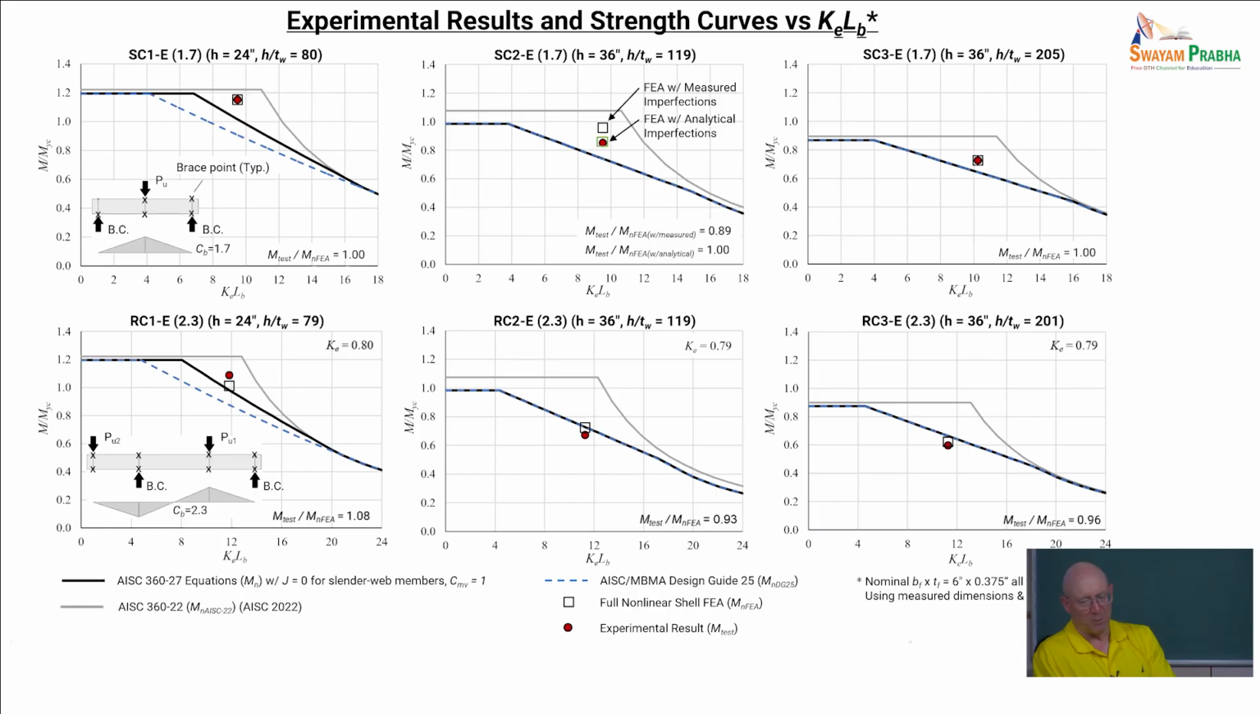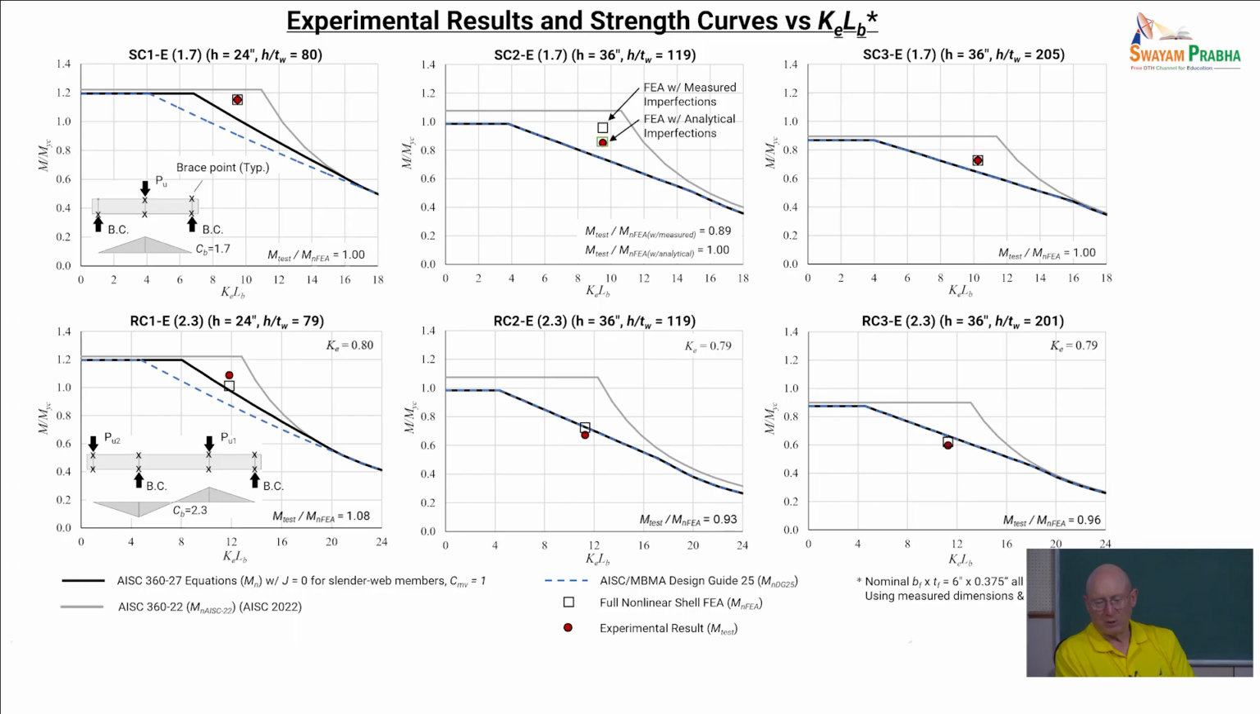The middle is the intermediate web slenderness. The plots to the far right are the specimens that had quite high web slenderness. So what you can see throughout these, again, the middle and the rightmost plots, those are specimens all that classify as slender webs in the standards that is proposed for 2027.